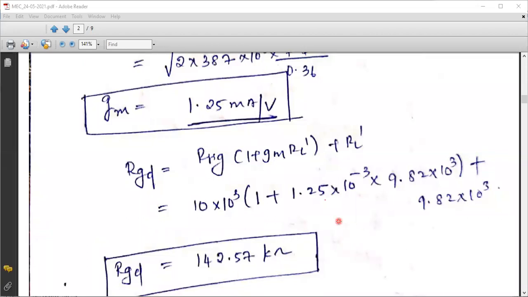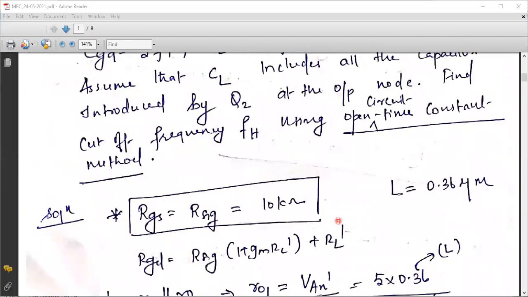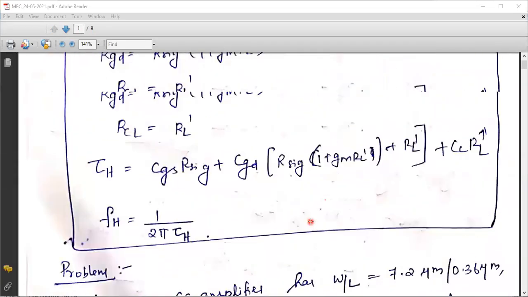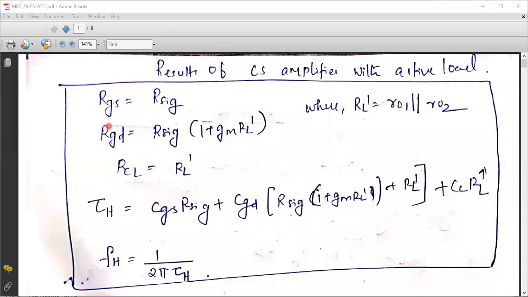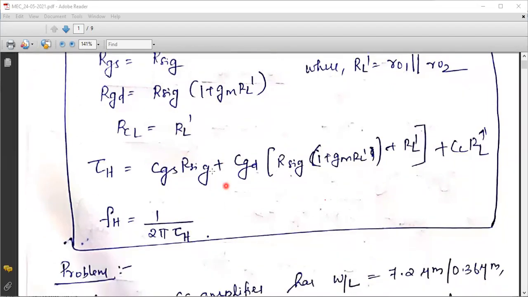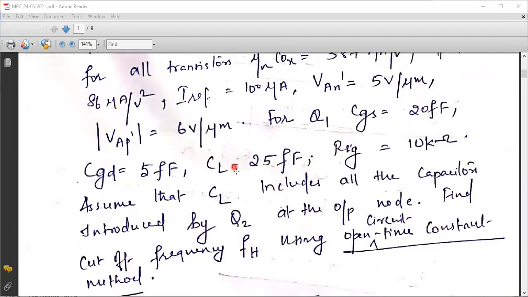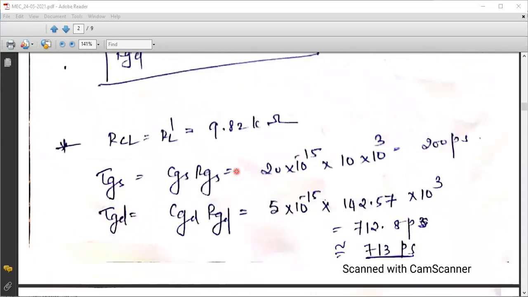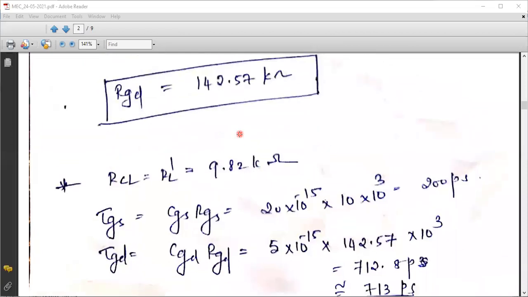Yes, sir. So now you have two resistances, RGS and RGD. Now we need to find the third resistance, that is RCL. RCL is equal to RL dash. Already you have found RL dash, so directly you can write the answer for RCL. So RCL is 9.82 kilo. So these are the three results: RGS, RGD and RCL.